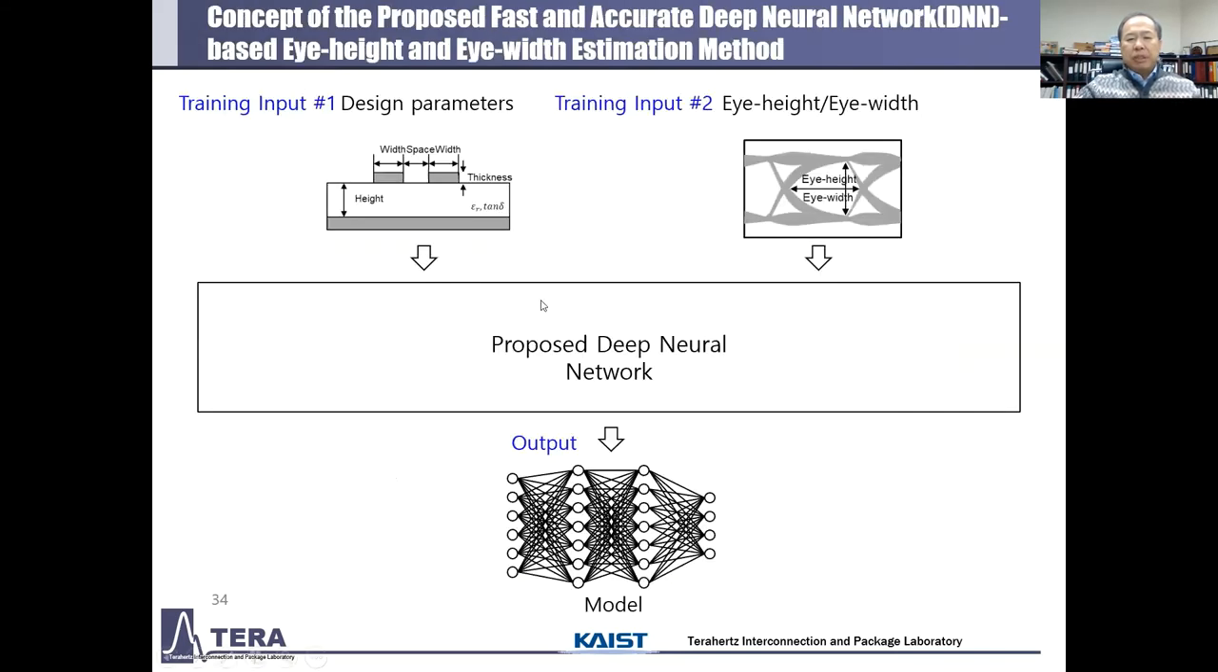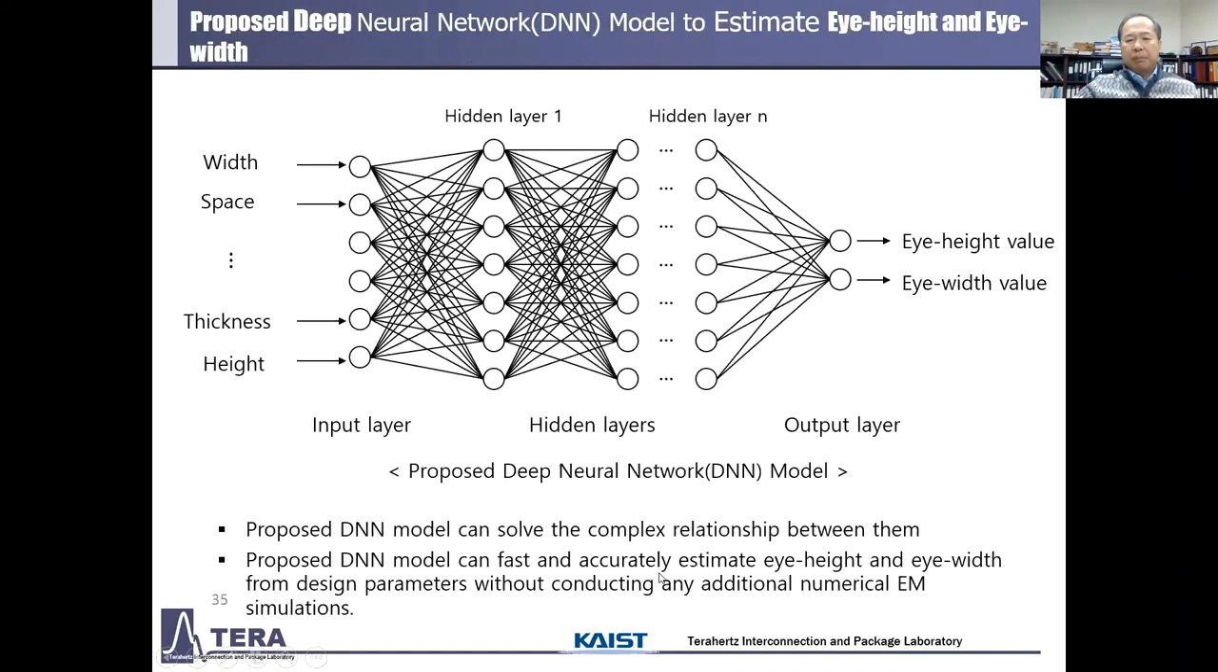Let's assume that this is the proposed deep neural network. It could be a simple deep neural network, or a CNN type of neural network, or an LSTM type of neural network, or reinforcement learning. We give it the structures and we give it training input. We have to do the previous simulations, and we develop this proposed deep neural network. And finally, we can use this model for estimation of eye height and eye width.